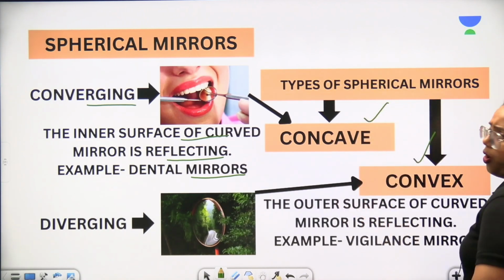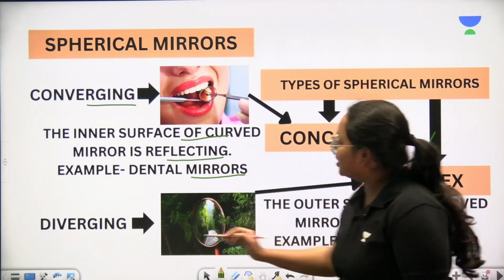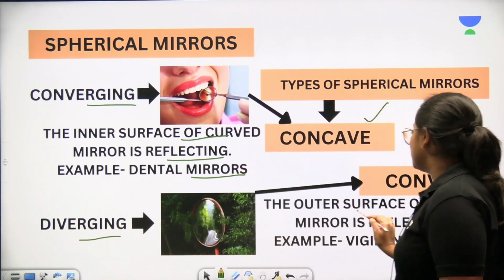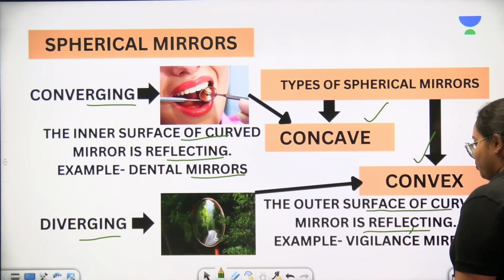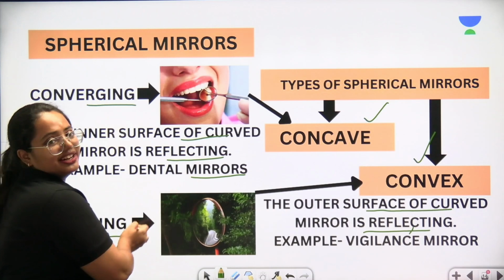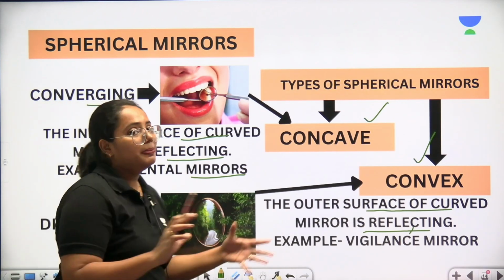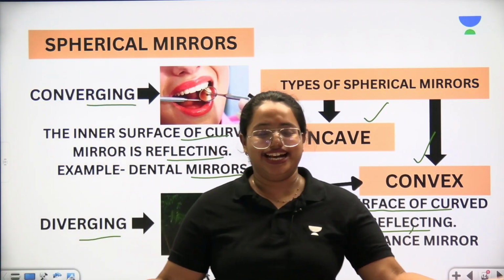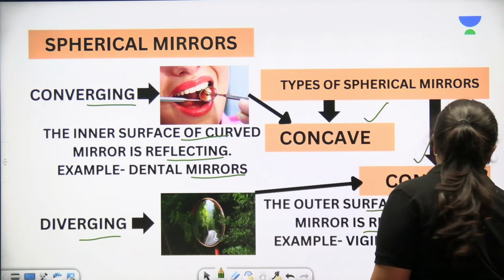And what about the convex one? Convex one is known as diverging mirror. So the outer surface of the curved mirror is reflecting. So example can be vigilance mirror. You might have seen this particular mirror placed on roads, right? Yes. So that's all about spherical mirrors.